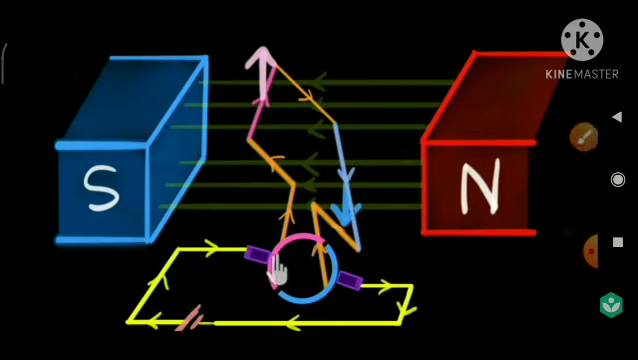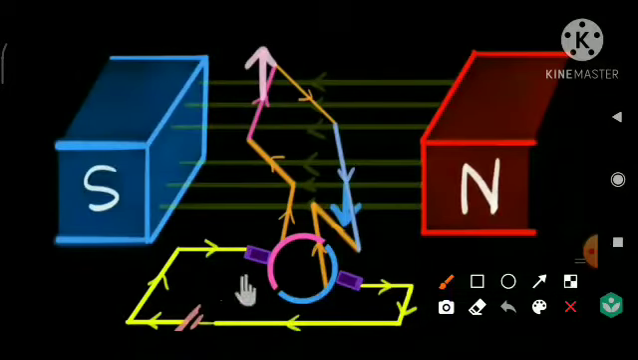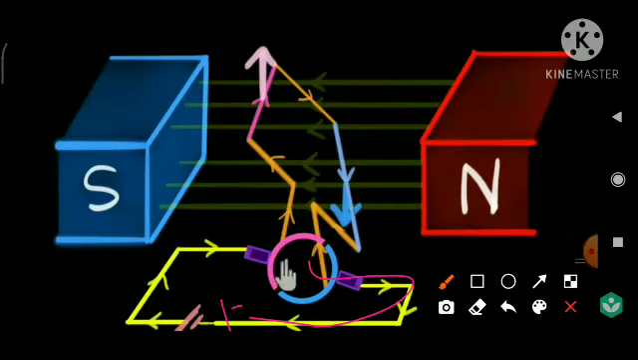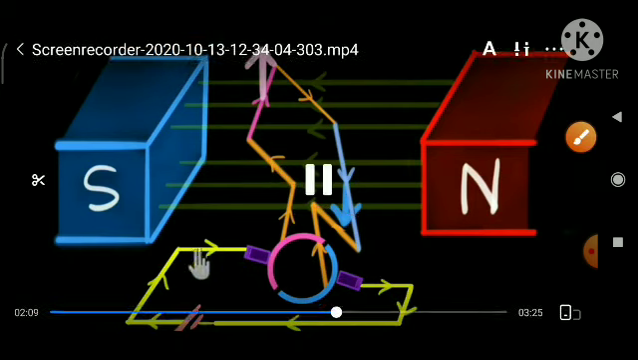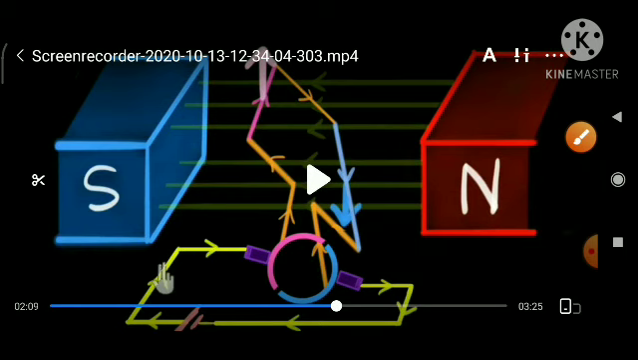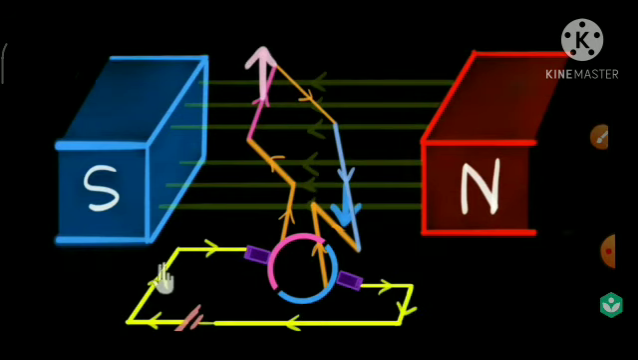The battery side positive is connected to this side and the negative side is connected to this. So it is constantly moving. By this we have completed our electric motor. So let's revise it first of all.